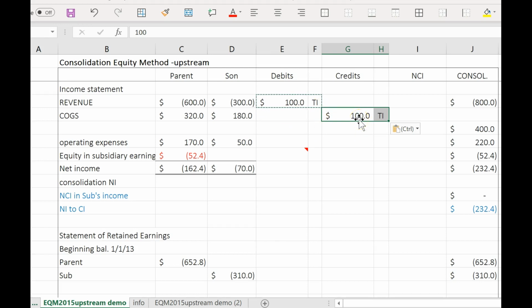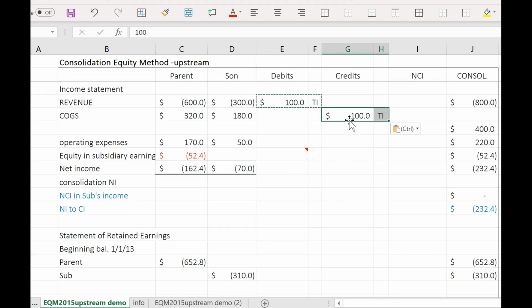And then I'm going to go to my G entry. My G entry will basically be adjusting this cost of goods sold because I'm over-adjusting it. If everything is sold to the outsiders, the TI entry will be the only entry that we need for consolidation to adjust for the impact. But this is a partial sold case, so we need the G and G star.